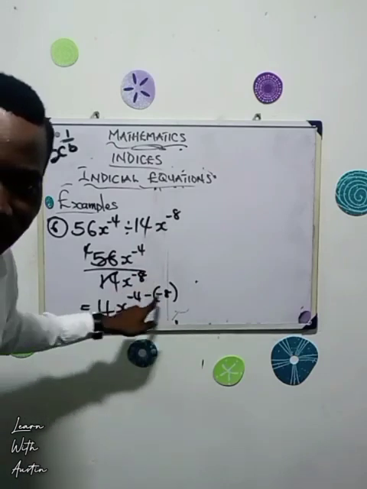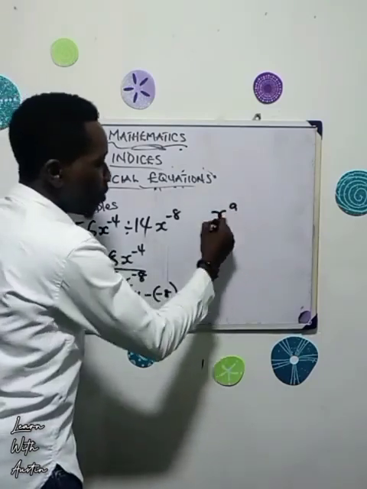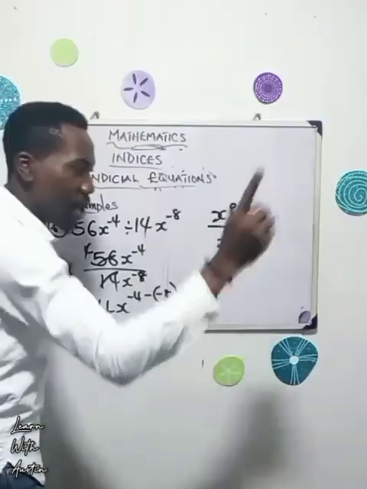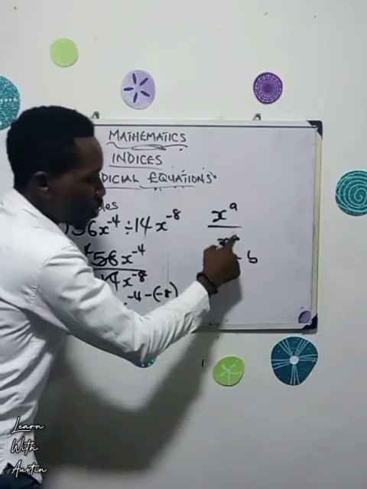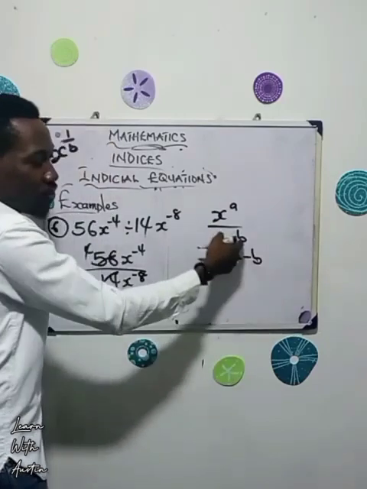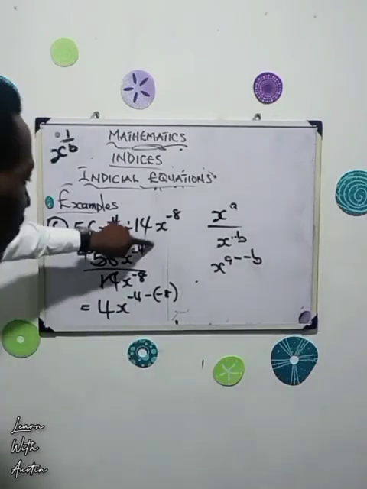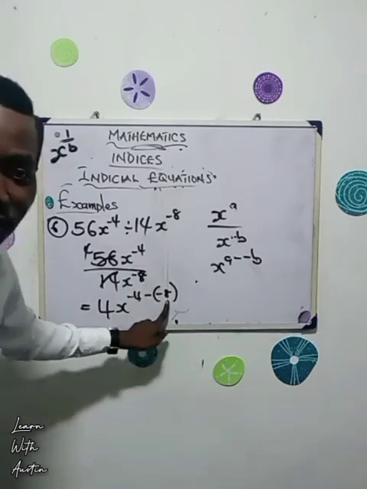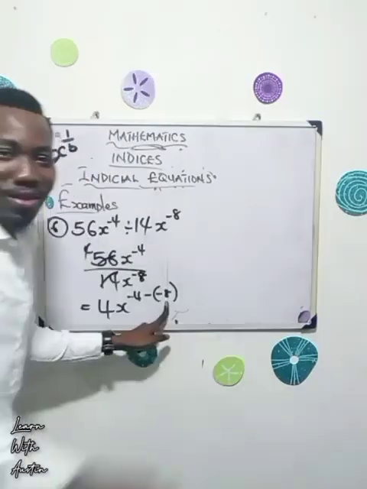Do you understand what we did here? It's just like saying x raised to the power a over x raised to the power b will give you x raised to the power a minus b, so the division brought about the minus. If this were minus b, it's going to be minus whatever you have here. In this case, what we have here is a negative index, minus 4, then minus what we have here, minus 8. I know some will be confused, so I had to explain that.